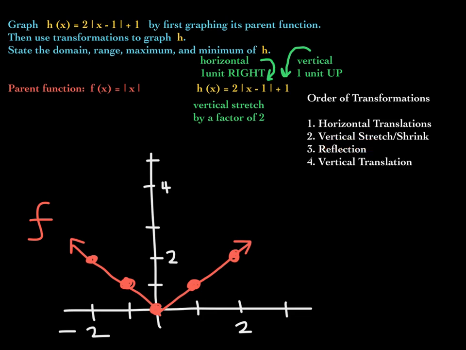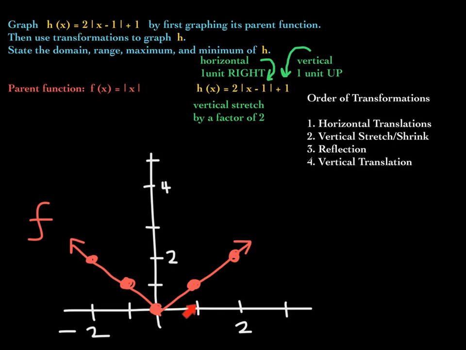All right, so here we go. We're going to take this V. We're going to move it 1 unit to the right, stretch it by a factor of 2, and then 1 unit up. All right, let's do this together. Are you ready? Let's do this point first, 0, 0. The first thing I'm going to do is move it 1 unit to the right. That leaves me at 1, 0.